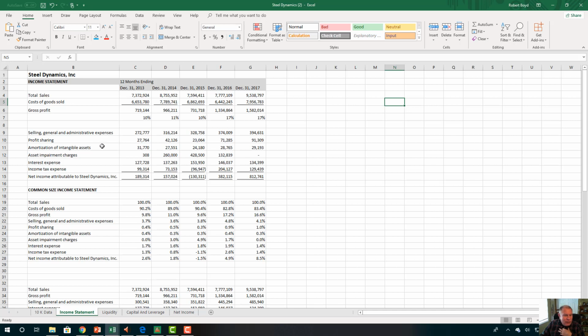I then said these are the categories I want, because as I'm analyzing a company, some of these things are going to help me understand what's going on. Okay, for example, profit sharing has gone up. But we can then see net income.